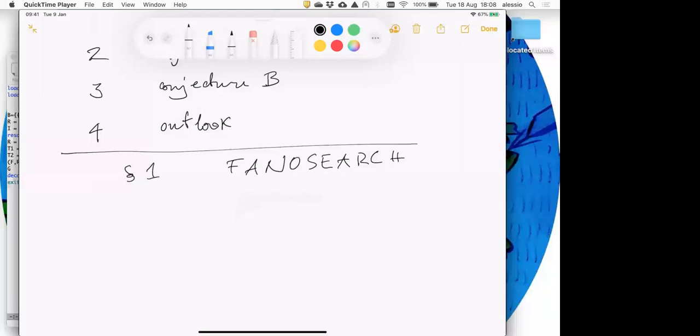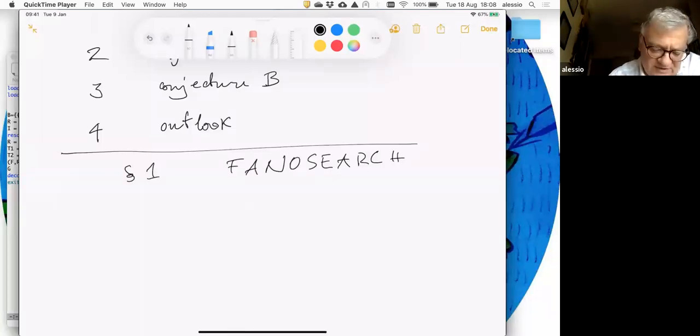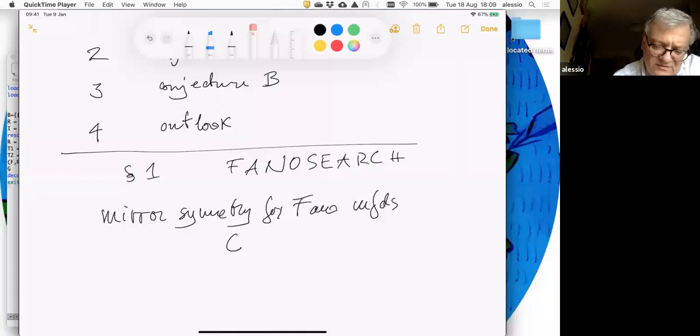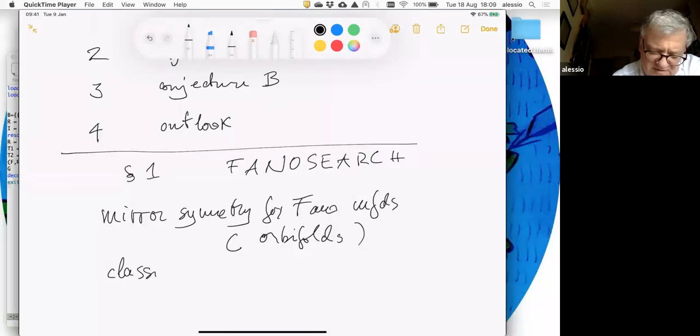It's good now. Great. So we want to understand mirror symmetry for Fano manifolds. Well, I say manifolds, but I'm also happy with mildly singular ones, or perhaps more precisely, orbifolds, not singular orbifolds. And somehow I'm going to use this to also do classification of Fano manifolds.